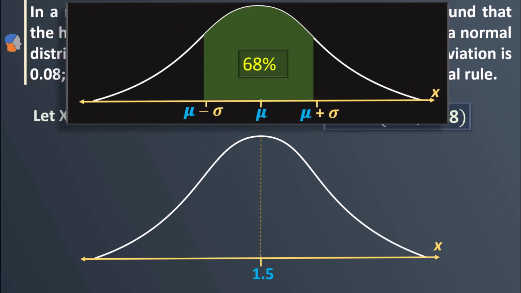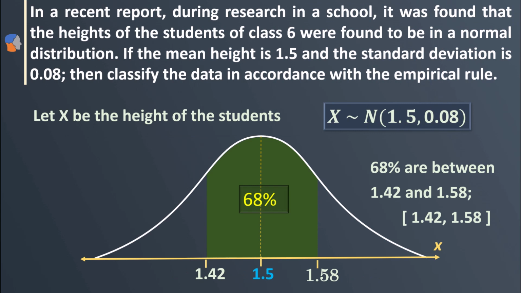The first one says approximately 68% between mu minus sigma and mu plus sigma. So in our problem, mu is 1.5 and sigma is 0.08. So we can find the area between 1.5 minus 0.08 and 1.5 plus 0.08. According to the rule, the area between these two numbers, that means 1.42 and 1.58, is 68%. Or we can say the probability between 1.42 and 1.58 is 0.68.